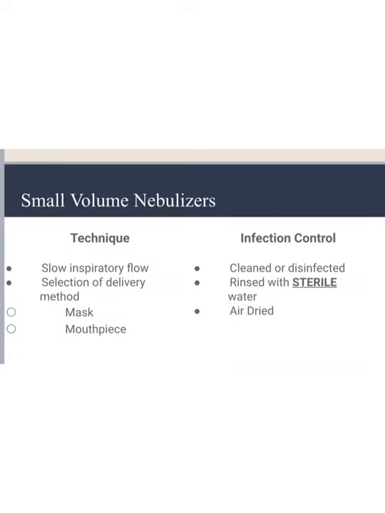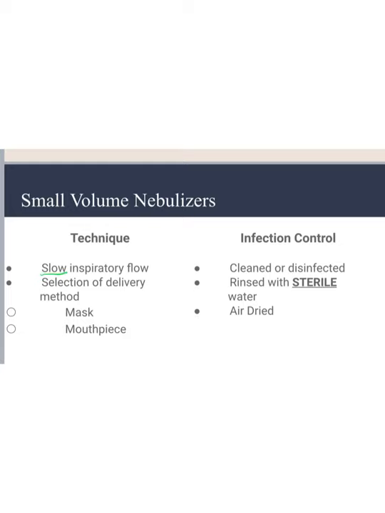Okay, so small volume nebulizers. There is a technique to it. So we want to encourage our patients to take slow breaths. The faster the breath, we're going to increase that flow, which is going to make it more turbulent. And we are going to increase deposition of drug particles and aerosol to the upper airways or non-conductive airways. So we want that slow laminar airflow.